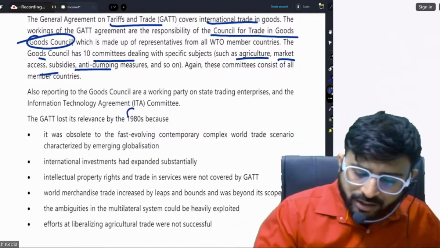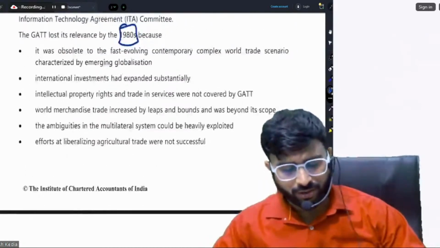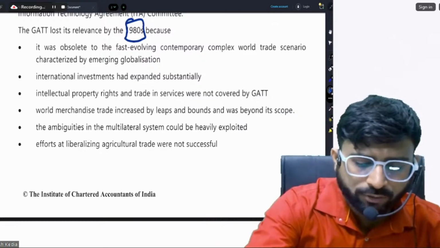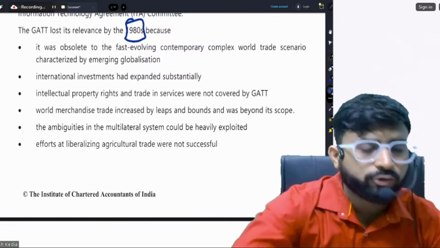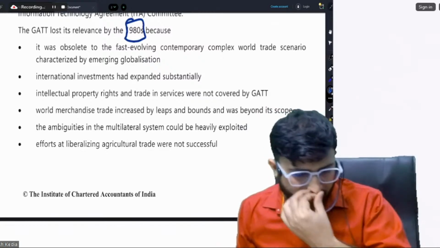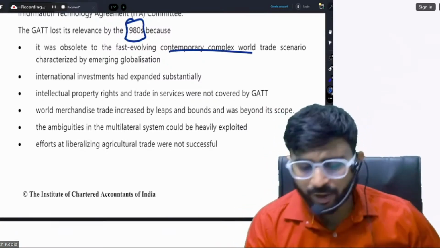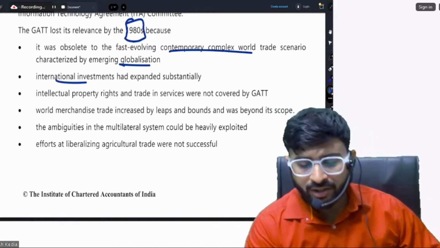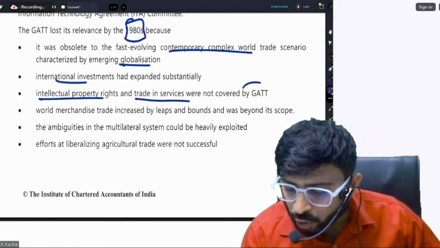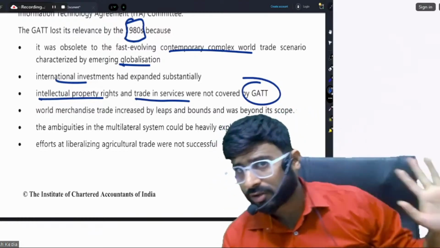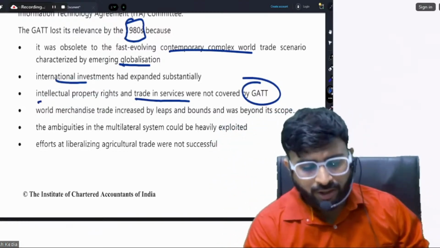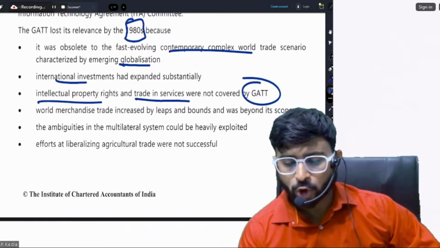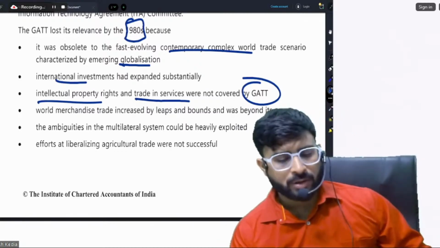But sir, why GATT lost its relevance or importance? Very important point. क्यों GATT जो है वो पुराना हो गया था? क्यों GATT की अब वो रिस्पेक्ट नहीं बची थी? जैसा मैंने आपको बताया, the world was becoming complex. Globalization, trade was increasing, investments were increasing. Now intellectual property and services were not covered by GATT. I told you all, services not covered by GATT, intellectual property rights. Know-how, patent, trademarks, that were not covered by GATT. So there were a lot of problems there.